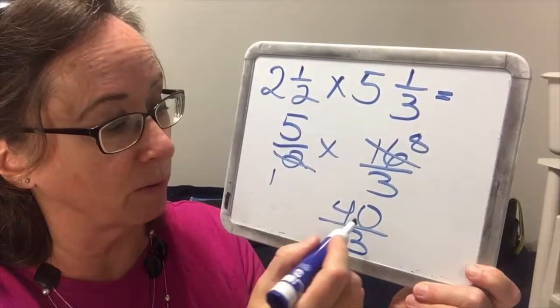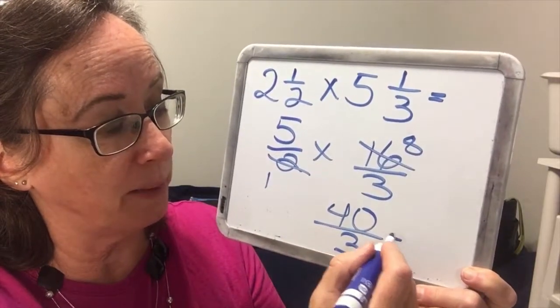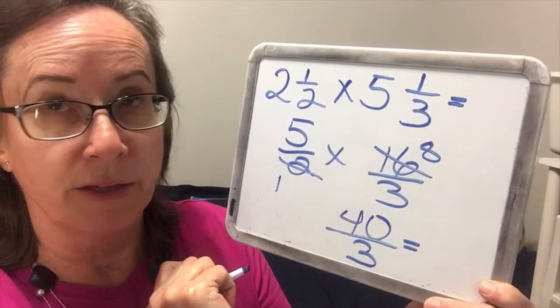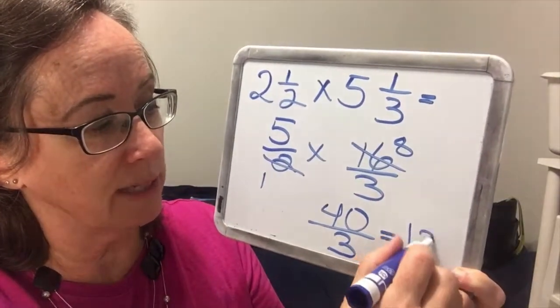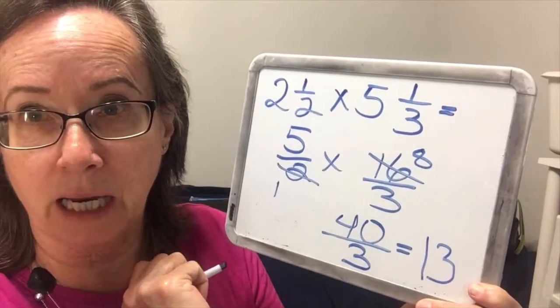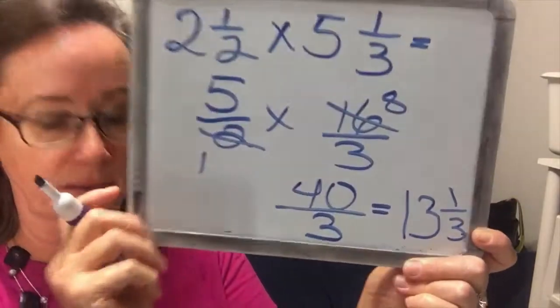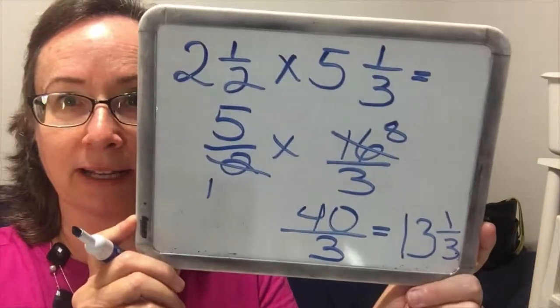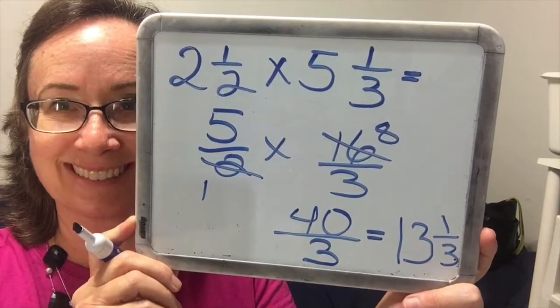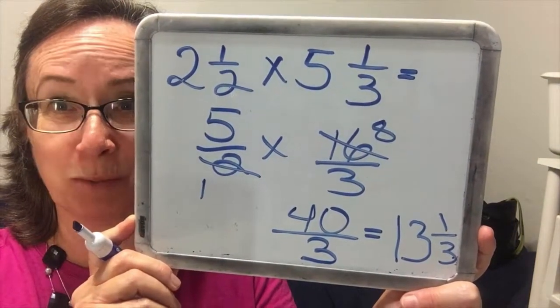that's improper. So 40 divided by 3 would be 13, because 13 times 3 would be 39, and 1/3. So 13 and 1/3 would be the final answer. That is correct. 2 more problems.